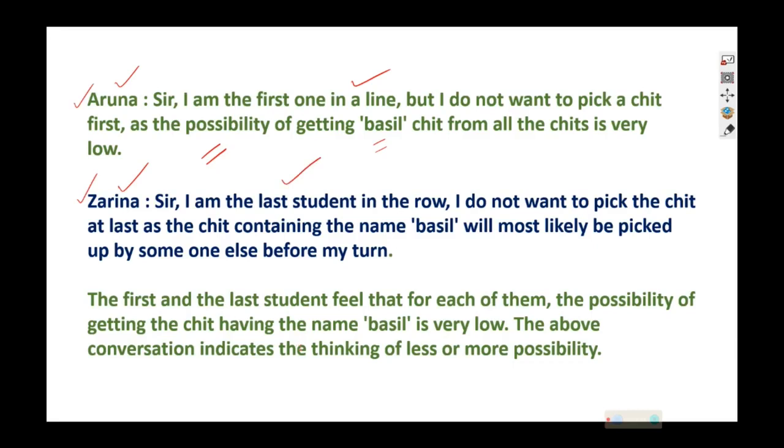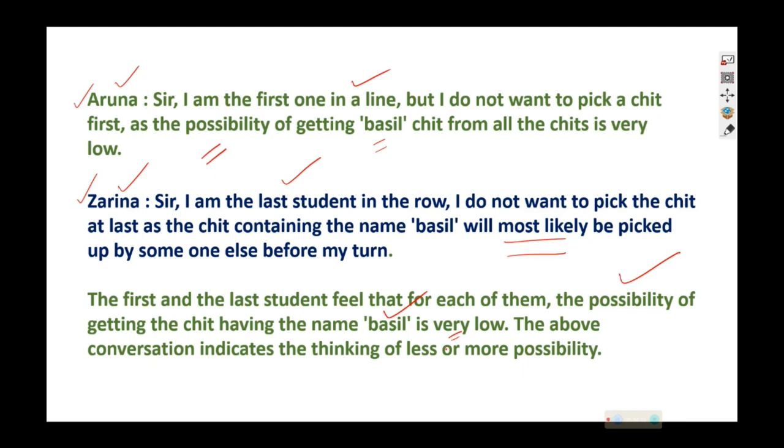Last chit is Zarina ko milega. She said, I don't want to take last. Why? The chit containing the name basil will most likely be picked up by someone else before my turn. कोई तो लिया होगा तब तक. So natural thinking. Now the first and last students feel that for each of them the possibility of getting the chit having the name basil is very low. दोनों को लगता है, फर्स्ट स्टूडेंट को भी लगता है, लास्ट स्टूडेंट को भी लगता है कि मुझे नहीं मिलेगा.